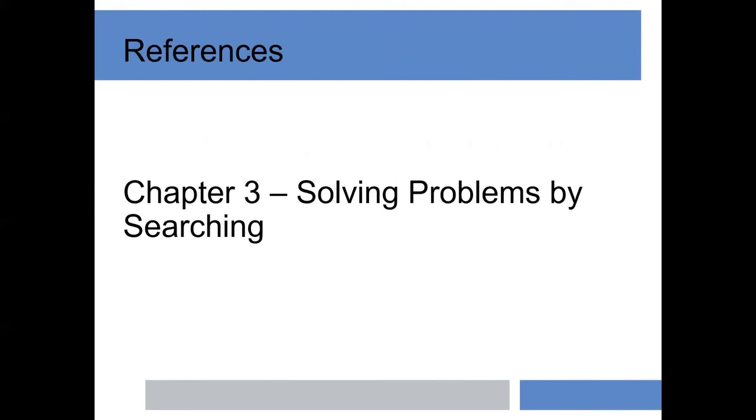So if you want to learn more about informed search, it's part of chapter 3 of the Russell and Norvig book on artificial intelligence.